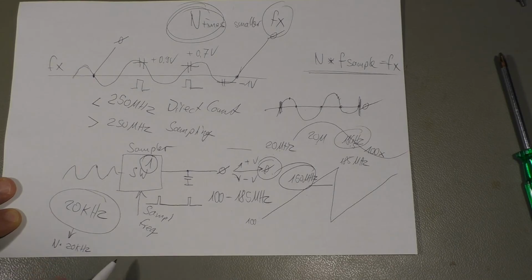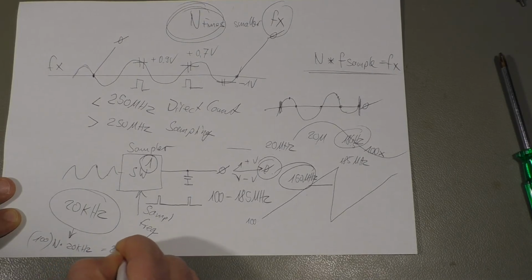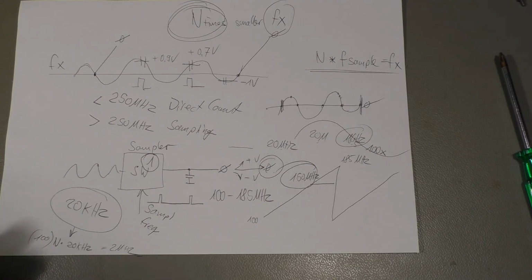So in the worst case, when we feed in 18 gigahertz, this n will be 100, and that makes it 202 megahertz. Then they feed this frequency to the counter circuit, which computes then, well, the input frequency.